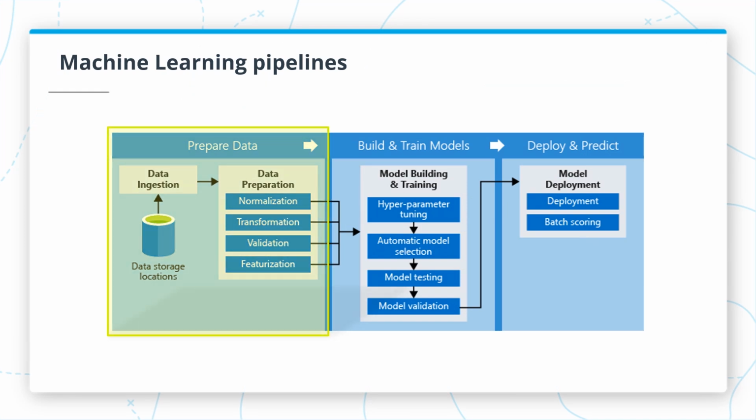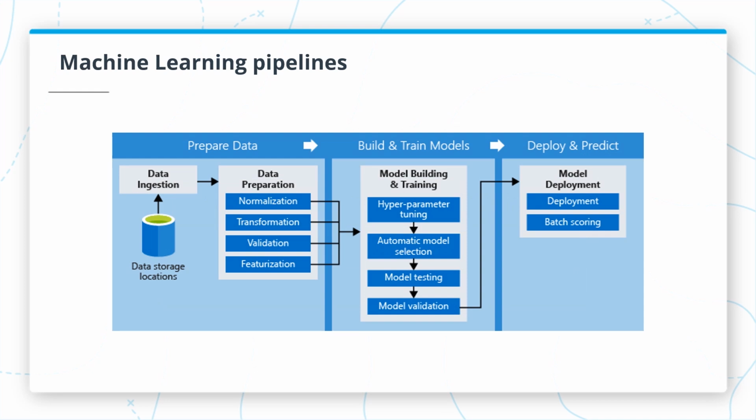First, we have data preparation, where you ingest data from one or more sources, then prepare it for model training. Some examples of data preparation include normalization, transformation, validation, and featureization. The next step is model training, where you take the output of the data preparation steps and use the output to build and train your model.